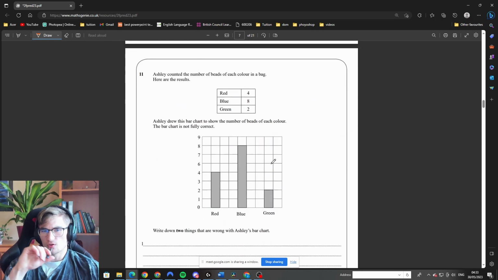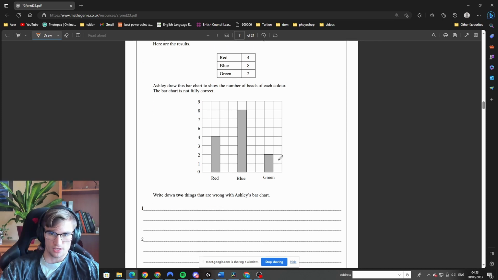Ashley counted the number of beads of each color in a bag. Here are the results. 4 red beads, blue equals 8, and green equals 2. Ashley drew this bar chart to show the number of beads of each color. The bar chart is not fully correct. Write down 2 things that are wrong with Ashley's bar chart.